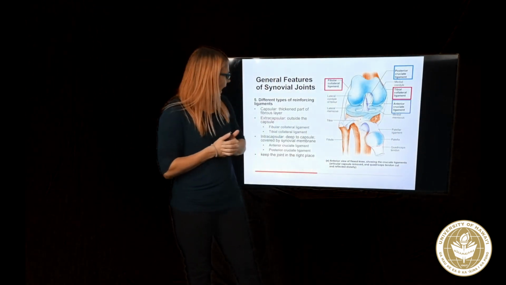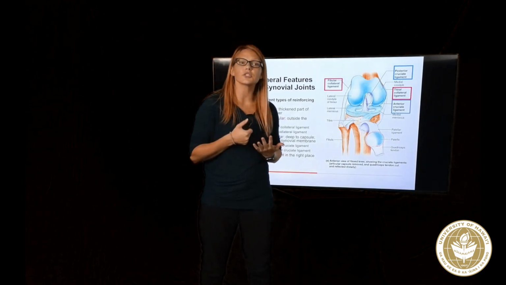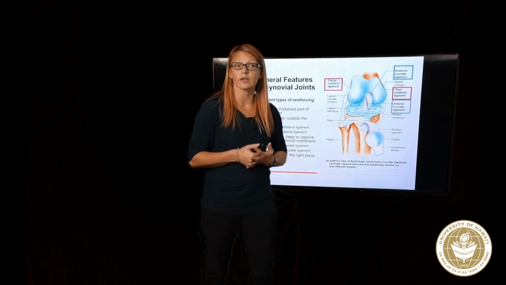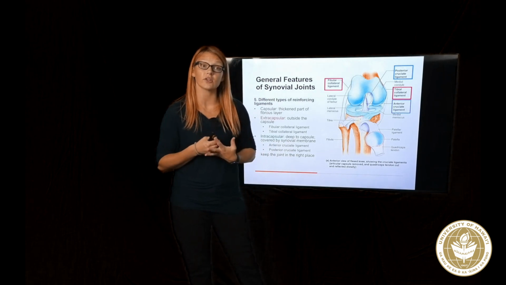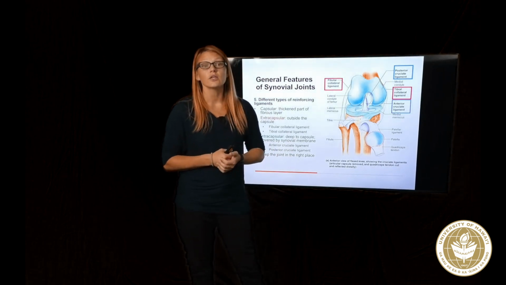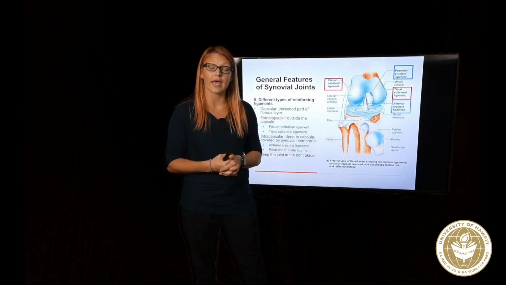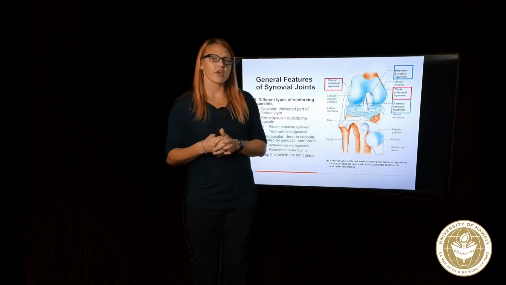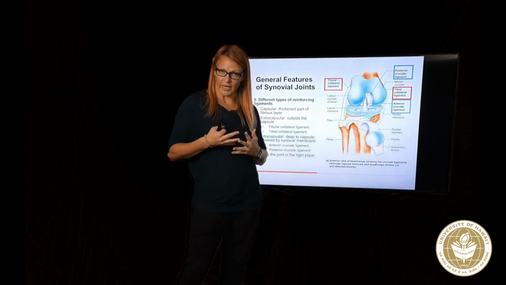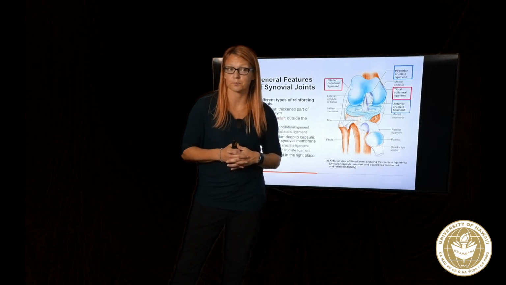And then the capsular ligaments, these are just going to be another fibrous layer that's actually part of that articular capsule that we just talked about on the previous slide. So we have all of these different types of reinforcing ligaments, and if you think about it, this actually helps to explain why some people are what we call double jointed.